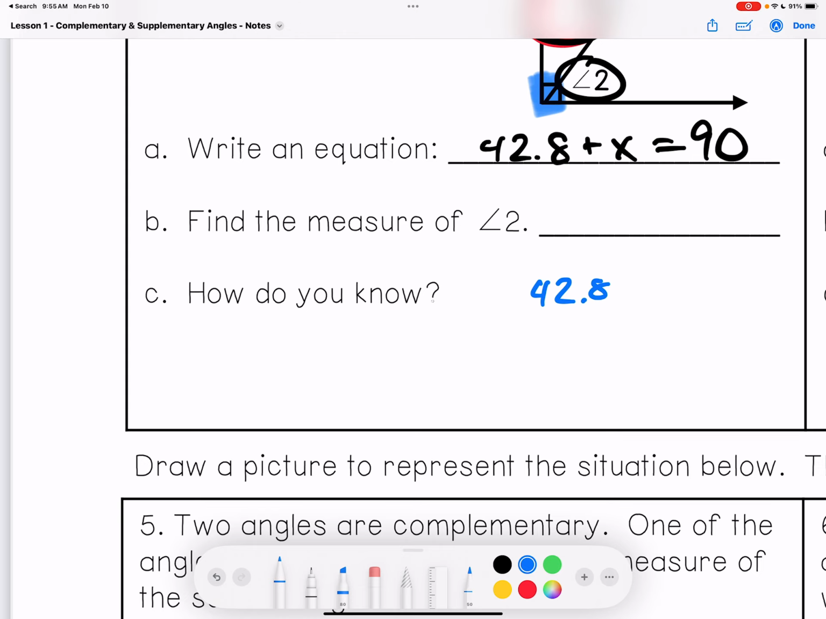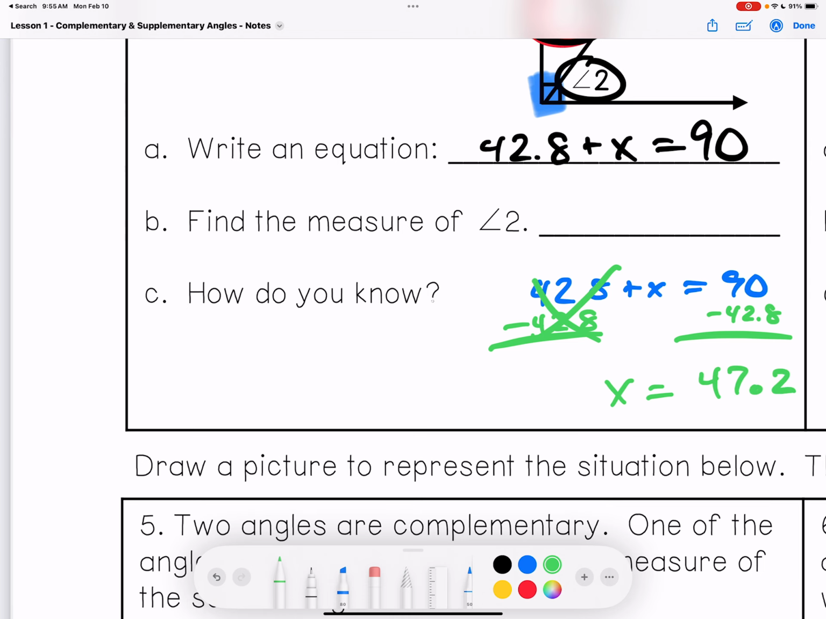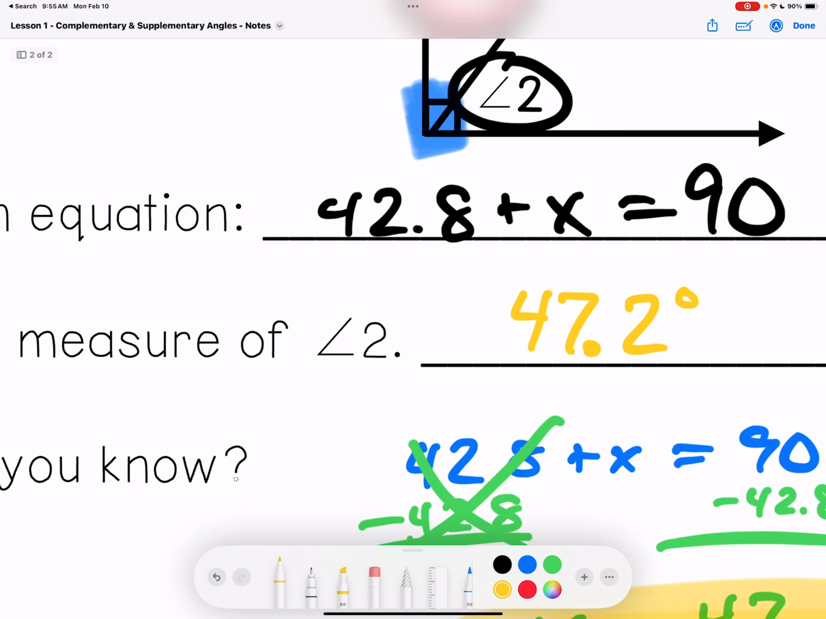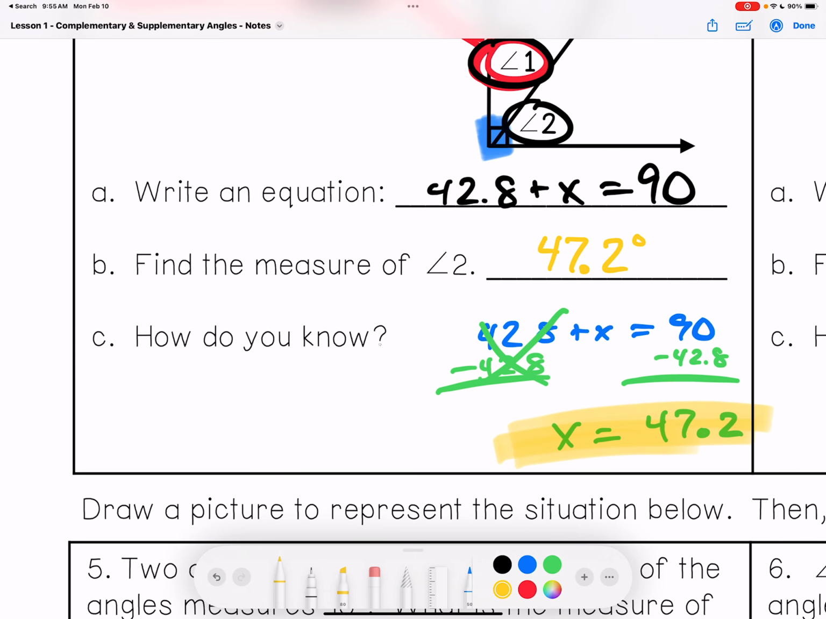So we're going to go 42.8 plus x equals 90. First step, we're going to subtract 42.8 from both sides. And I'm left with x equals 47.2, which is the answer. Now, make sure, once you write your answer, guys, you put the degree sign, because we are talking about degrees. So it is very important that you put degrees. Very, very important.